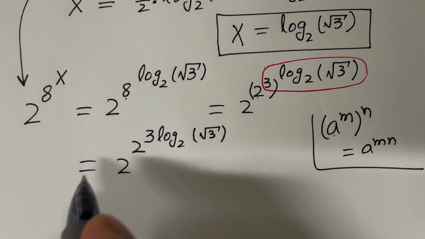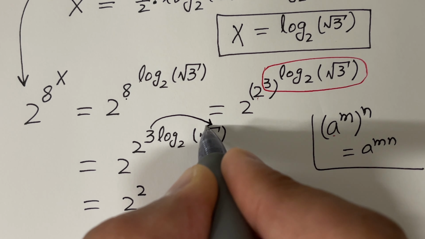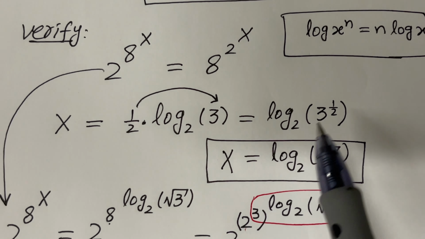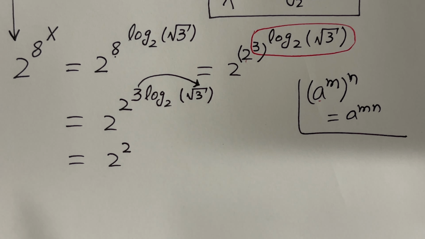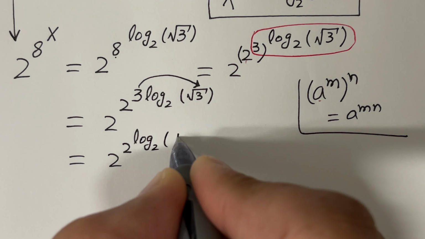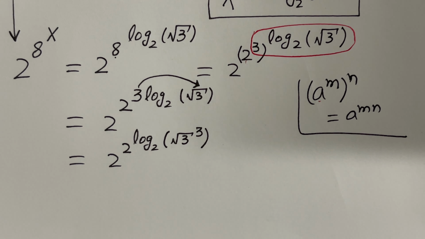Fine. And similarly, this is 2 raised to the power 2. I can move this 3 as an exponent of this base by using the property I told you earlier. Then I can say this is 2 raised to the power log base 2 of square root of 3 raised to the power 3. Square root of 3 raised to the power 3. Now these will cancel each other, so you will have 2 raised to the power square root of 3 raised to the power 3.